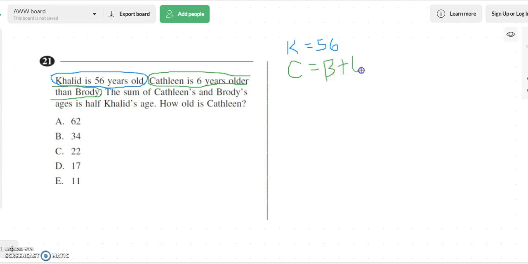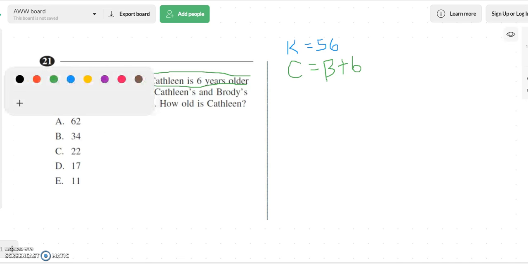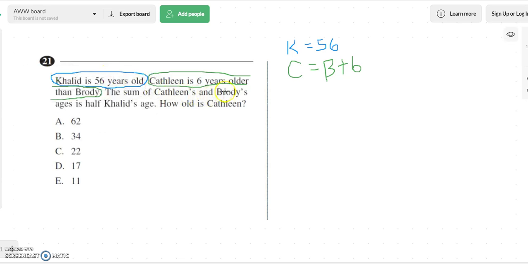The sum, which means you're adding, of Kathleen's and Brody's ages is half of Khalid's age. So if I add Kathleen and Brody together, I get half of Khalid's age. So remember, Kathleen is Brody plus 6. Brody is just going to be Brody, right?